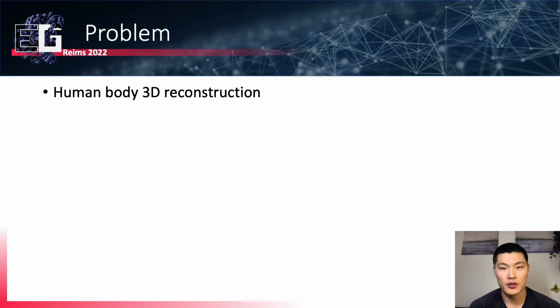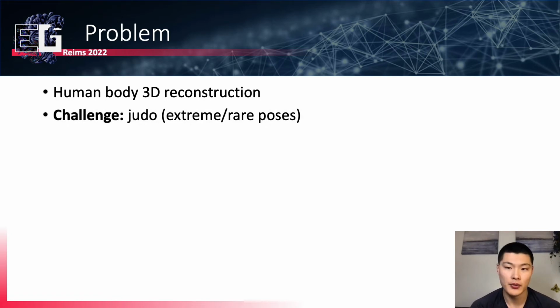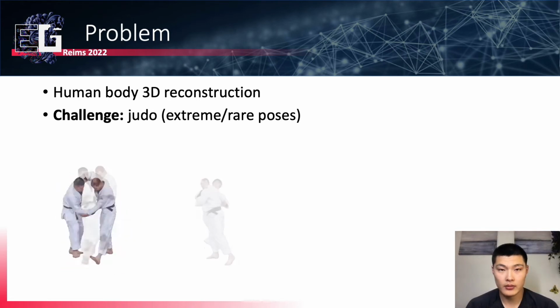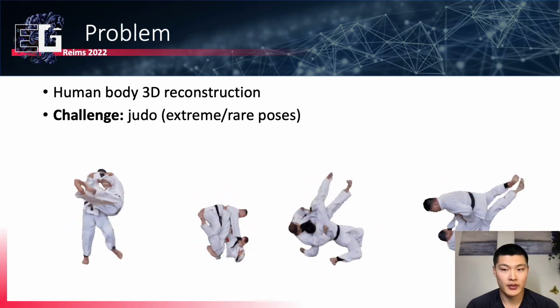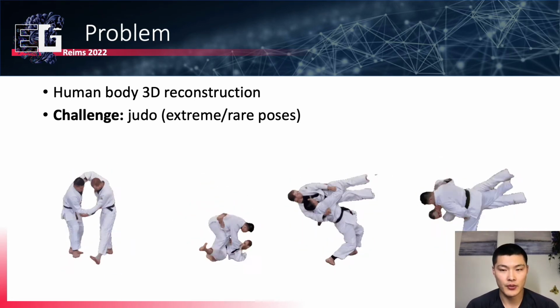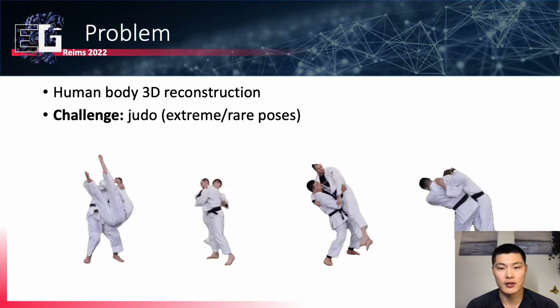Human body 3D reconstruction is therefore challenging, especially when we consider the relative complexity of the human body and all of its possible configurations. In this work, we focus on the particularly challenging in-the-wild images from the combat sport of judo. In judo, we can observe extreme and rare poses that have not previously been captured in the dataset. For instance, we may find poses that are upside down, intertwined, with extreme arches, or twists. As we will see, the rarity of the poses motivates an alternative to the existing methods.